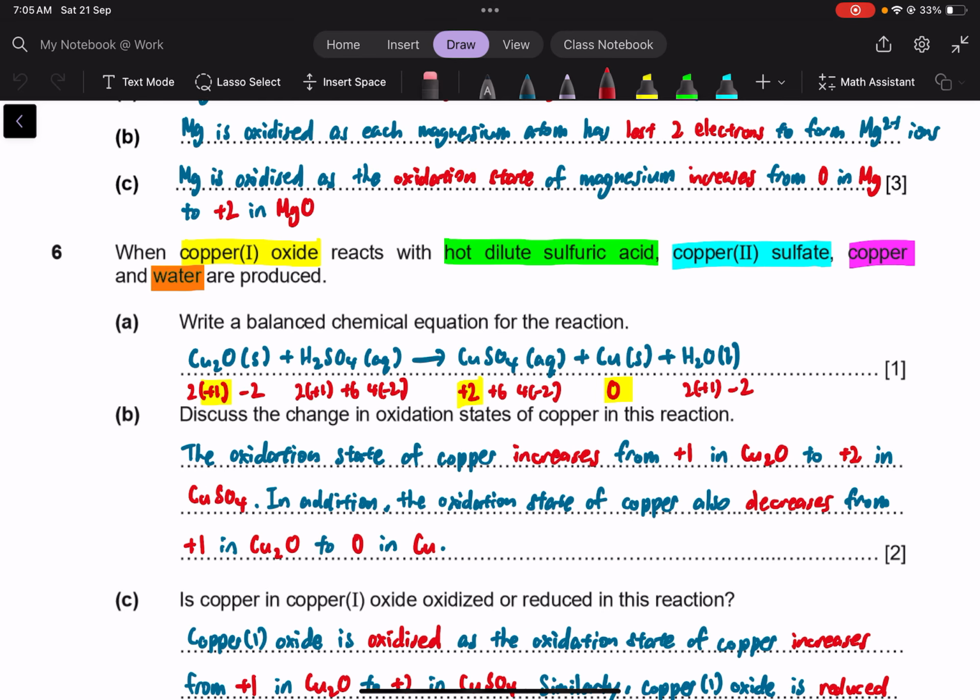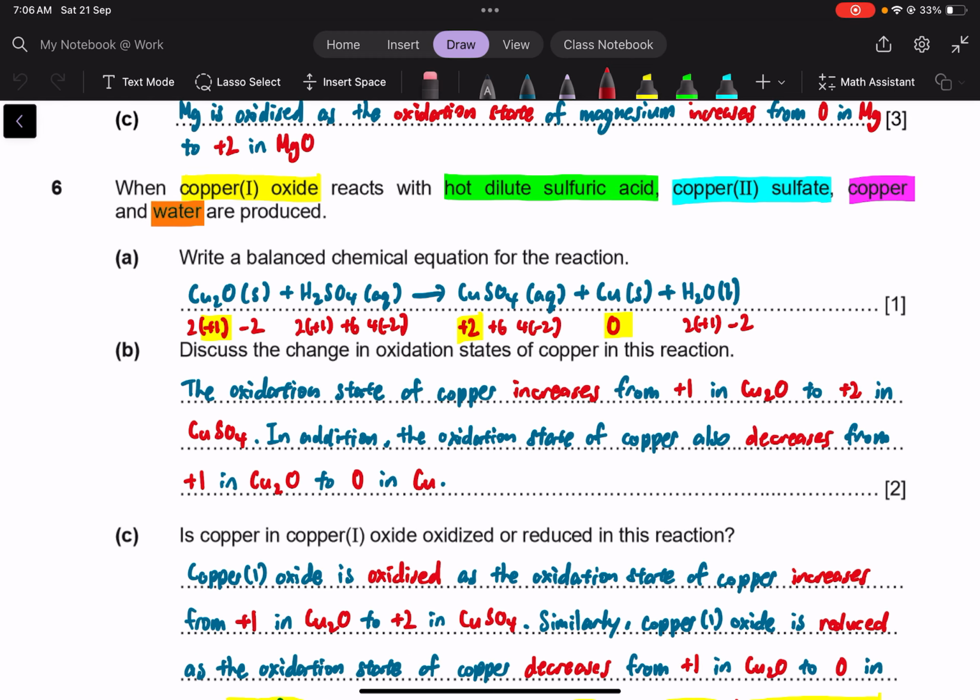Okay, so for question 6, we are given this word equation. For word equations, typically I would highlight the various substances that are present, and then we will write them out in a chemical equation form. Then from there we will balance the equation. So we should be able to obtain this equation here where copper 1 oxide reacts with sulfuric acid to form copper 2 sulfate, copper metal, and water. So all the stoichiometric coefficients are 1 in this reaction.